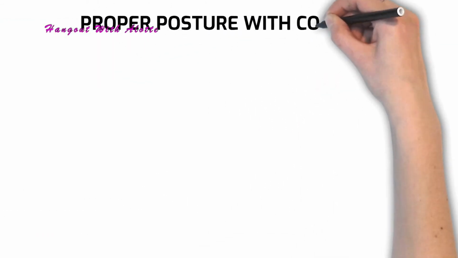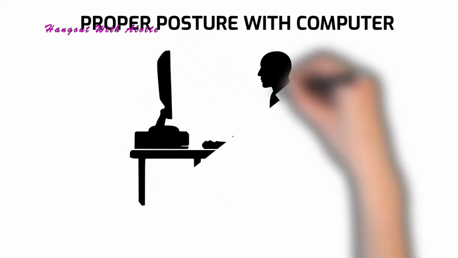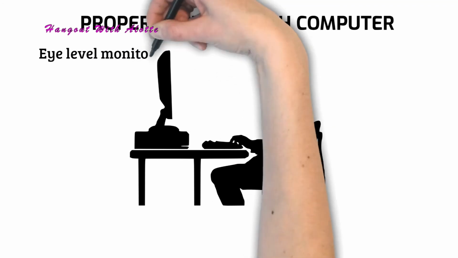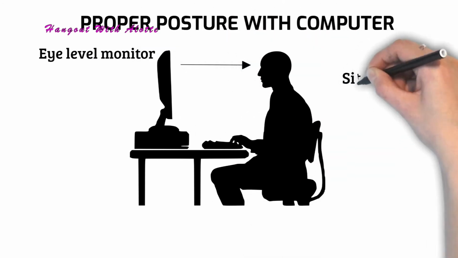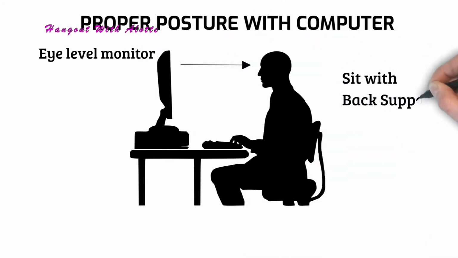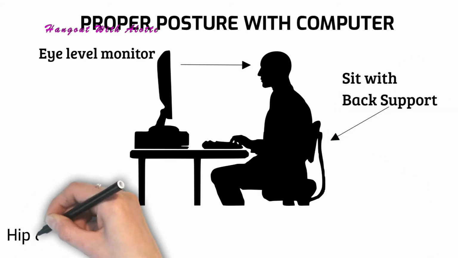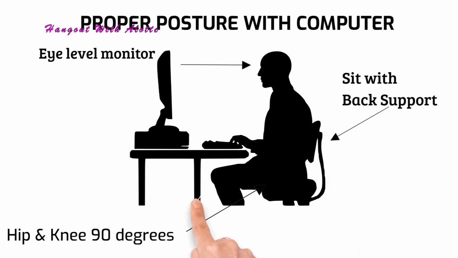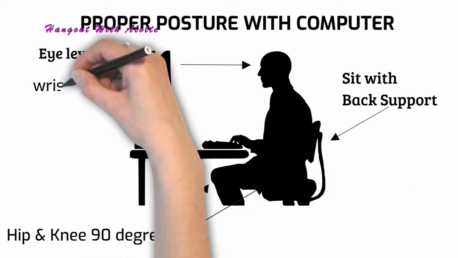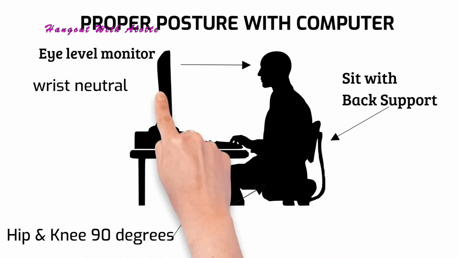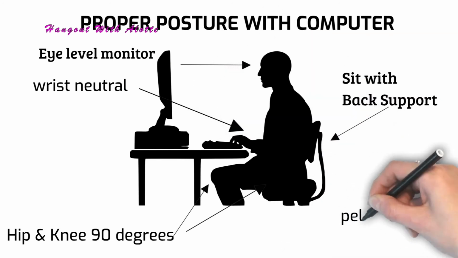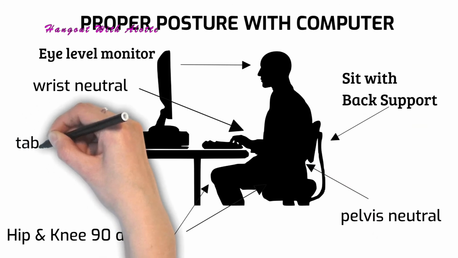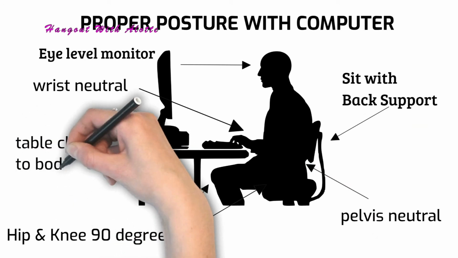So the proper posture when you are on the computer: you need to have the monitor at eye level. You sit with back support. Your hip and knee at a 90 degree position. That's the hip, that's the knee. Wrist in neutral position, and your pelvis in neutral position as well. And make sure the table is as close to your body.